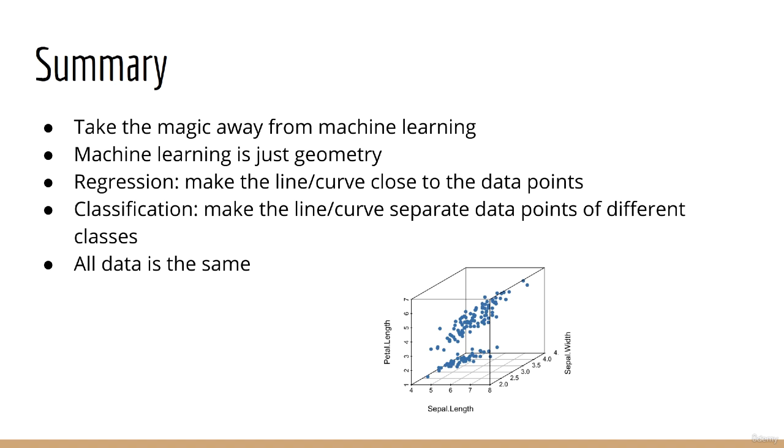One important lesson that goes along with this is that all data is the same. It doesn't matter if we're trying to classify risk of cardiovascular disease or if we're trying to classify fraud in an insurance company. The general problem remains the same, and it is a problem of geometry.